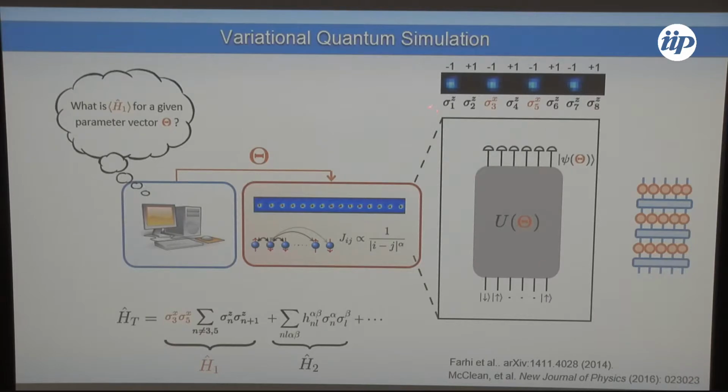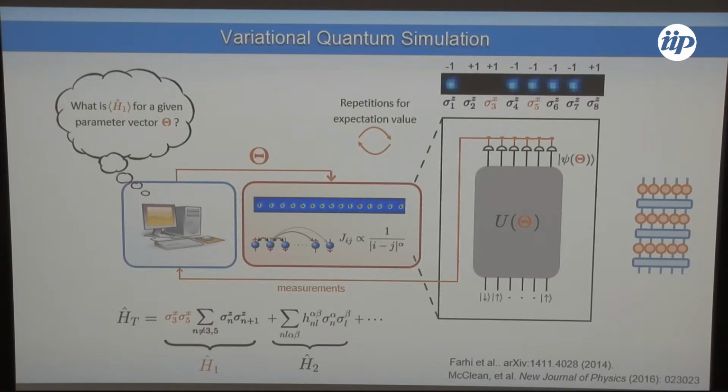I measure particles 1 and 2 in the z basis, particles 3 and 5, which are here, I measure in the x basis, and the other ones I also measure in the z basis. So here I just get a single shot. This gives me some value for this term here. Send it back to the computer, and actually I do this many times. If I do this many times, in the end I'm building up the expectation value of this first term of the Hamiltonian.